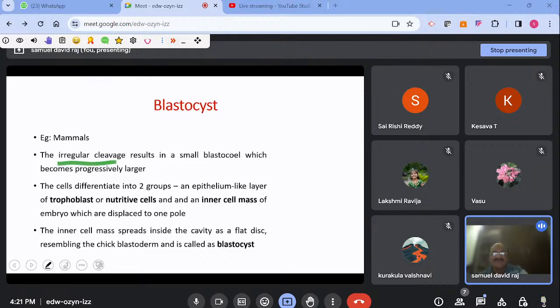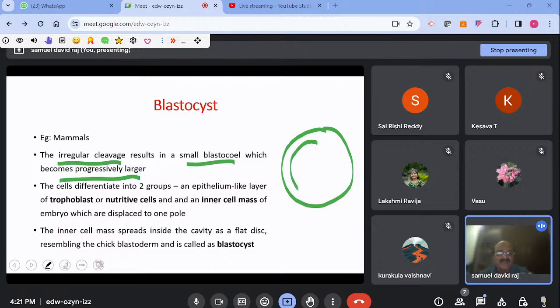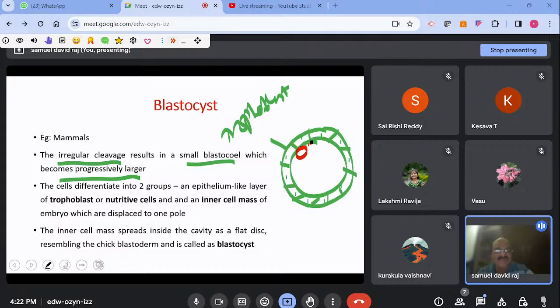The irregular cleavage, the rotational cleavage, results in a small blastocoel which becomes progressively larger. There are two types of cells here. The first is an epithelium. This epithelium is called the trophoblast. Scientists call this the trophoblast. And there is another group of cells which hang from the epithelium. This group of cells is called the inner cell mass.